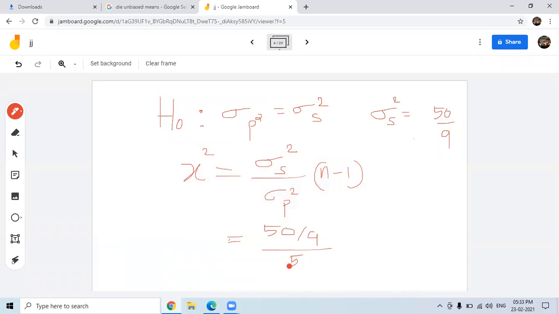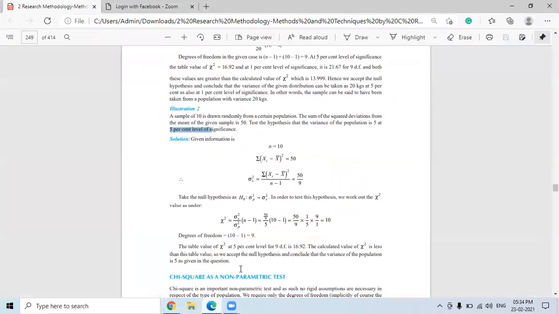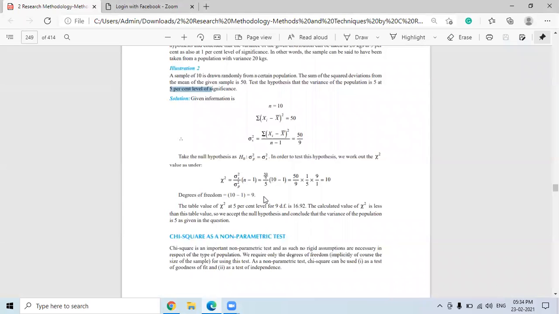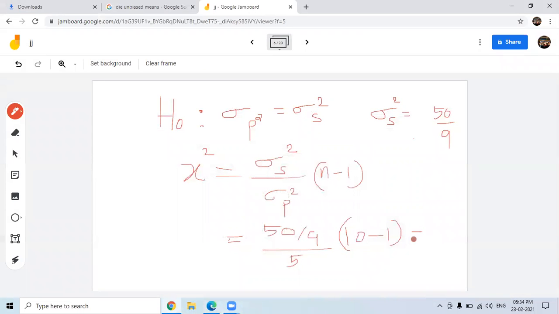Variance of the population is 5 into n minus 1. So what is n minus 1? Here n is 10, so that is 10 minus 1. Here the variance of the population is 5, it is given, and this is the variance of the sample. So the chi-square value is equal to 10.